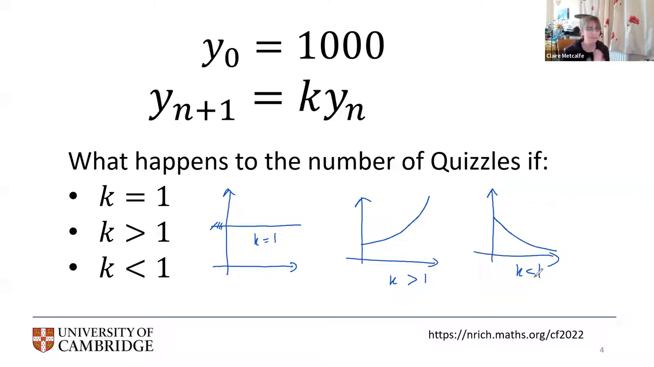So we have three options. Either the number of Quizzles stays perfectly the same, or the Quizzles go extinct, which we don't want, or the number of Quizzles increases so the entire surface of the Earth is covered in a sort of Quizzle carpet. And that's not very likely either. So this model seems to not actually work very well. So we're going to think about a slightly different model.